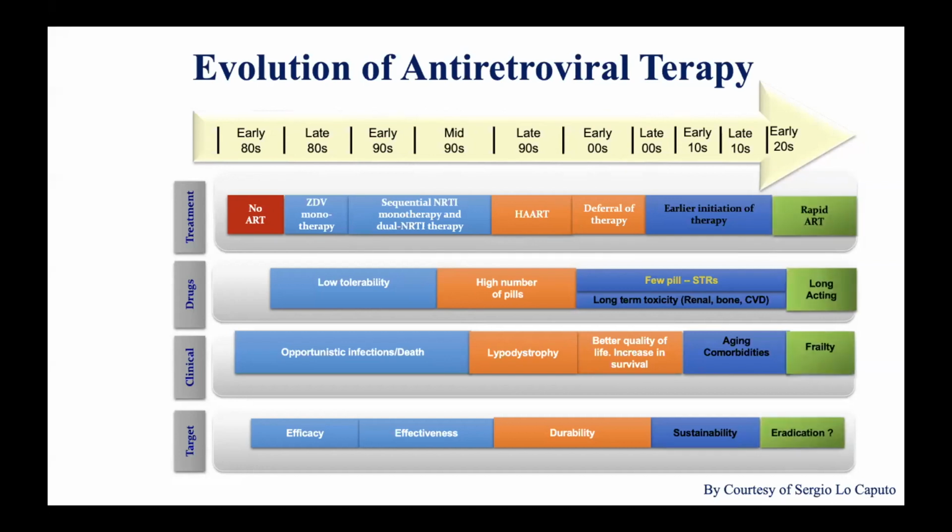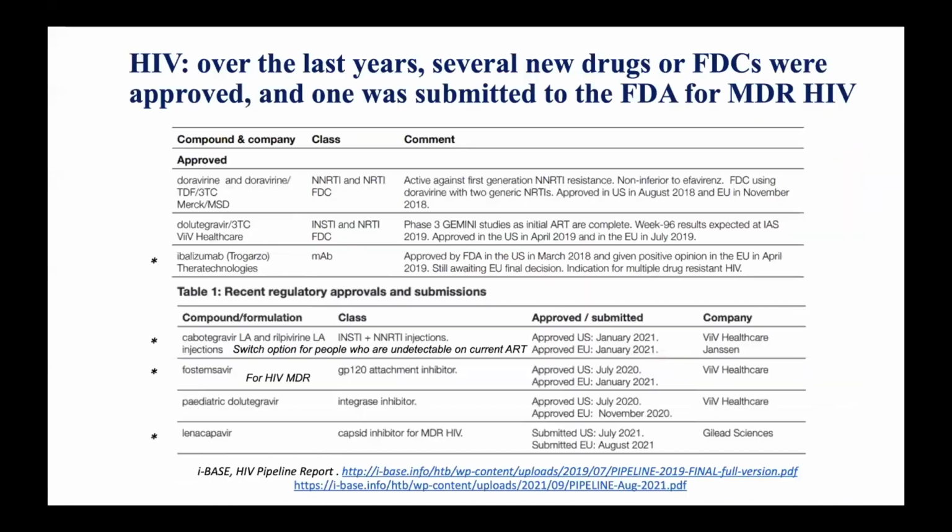And finally, where we are now. Now we are with rapid HAART, test and treat. We try to treat the patients as soon as possible when an individual is discovered to be HIV infected. We start to have treatment that we can use as long-acting. And so which are the clinical aspects now? Today it is the frail population, and we have as a target a lot of studies on eradication.